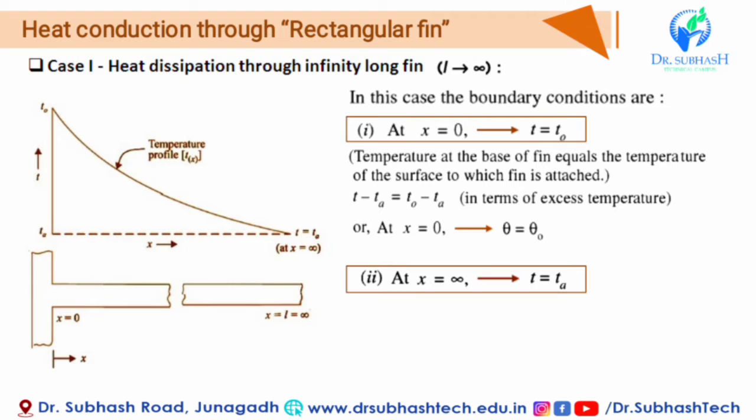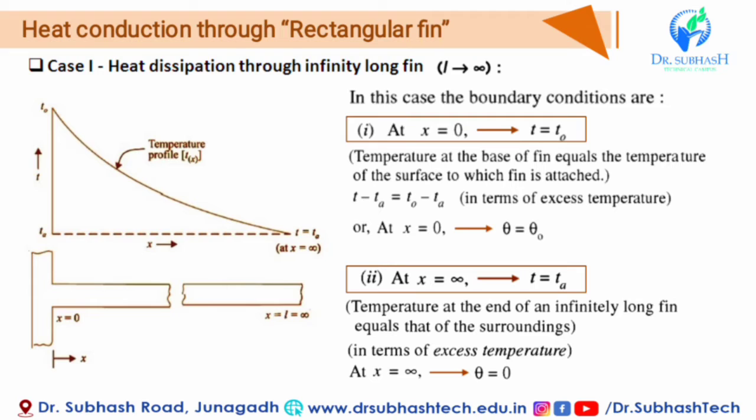Our second boundary condition represents our case, and at x is equal to infinity, T is equal to Ta. That means the temperature at the end of an infinitely long fin equals that of the surroundings. In terms of excess temperature, at x is equal to infinity, theta is equal to 0. Here actually theta is equal to T minus Ta, but as per our condition T is equal to Ta, so Ta minus Ta is equal to 0, so theta is equal to 0 at x is equal to infinity.